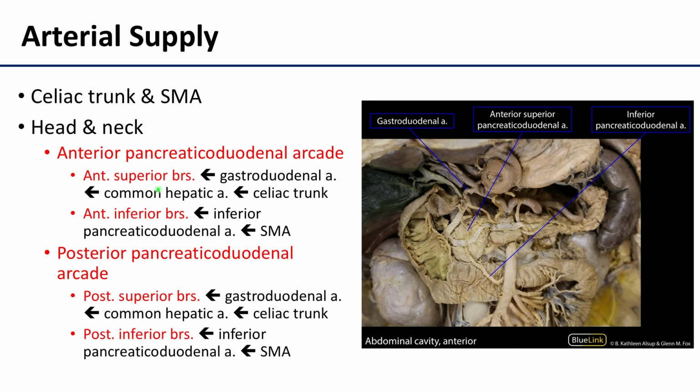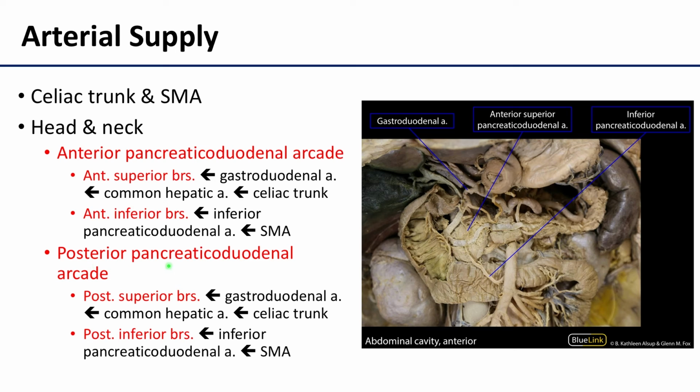The anterior superior branch, which you can see right here, is derived from the gastroduodenal artery. And the gastroduodenal artery is one of the terminal branches of the common hepatic artery. If you think back to the basics of the celiac trunk, that's one of the three main branches of the celiac trunk. So the source is going to be celiac for these superior branches. Whereas the anterior inferior branches are derived from the inferior pancreaticoduodenal arteries, and these are a direct branch off of that SMA. So one of your first branches, in fact, of your superior mesenteric artery.